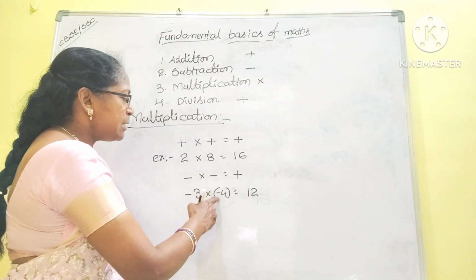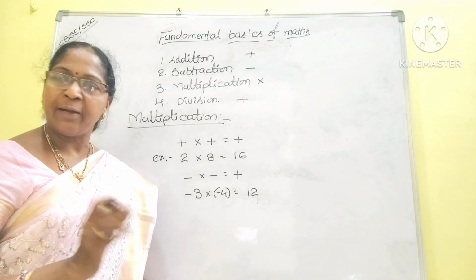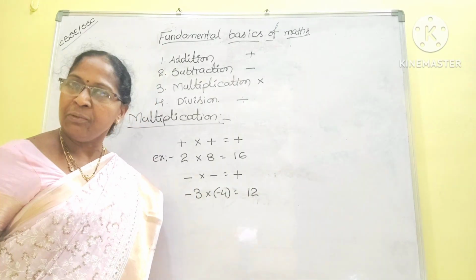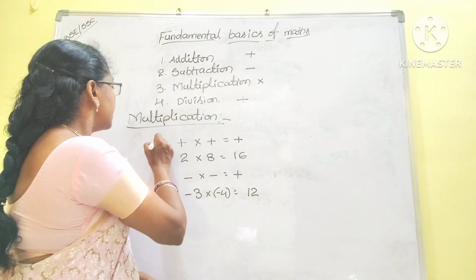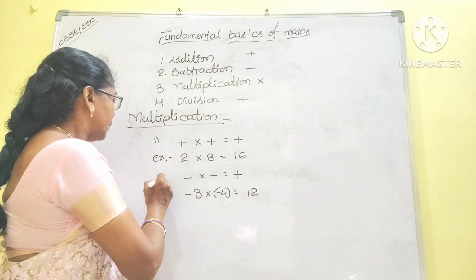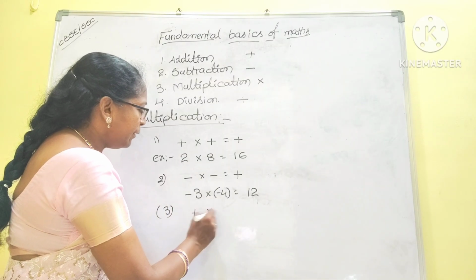Next, minus into minus is plus. So the number before the symbol, no need to write. Why? Because you are getting a positive sign here. So that equal to plus 12. And one more example is, this one is the first property and second one, and third one is plus into minus.